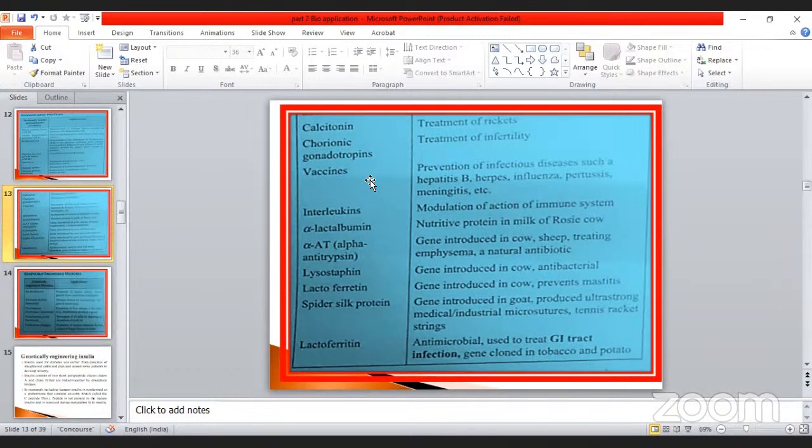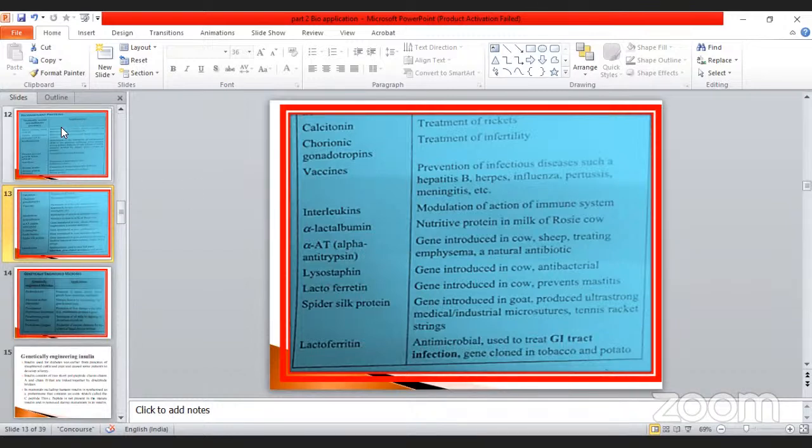Okay, tobacco and potato, both are plants. Both are known as the Solanaceae family. Potato, Solanum tuberosum. So that is very, very important. Both are the same family, but the gene is cloned. It fights against many diseases. The gene produces the protein molecule called lactoferritin. The lactoferritin acts with antimicrobial activity. That is very, very important, my dear students. These are important points. Don't forget, my dear students.